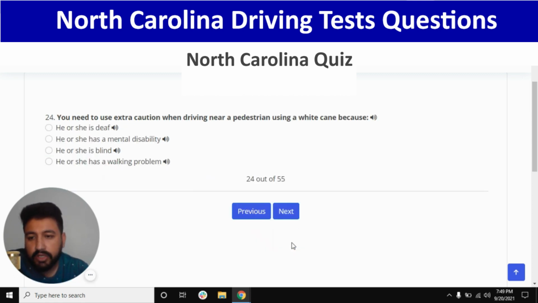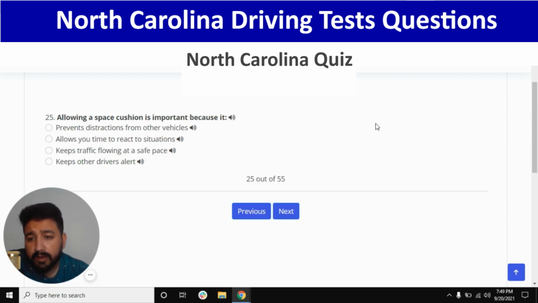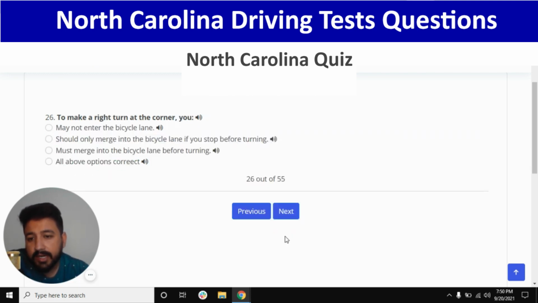And next. You need to use extra caution when driving near a pedestrian using a white cane because he or she is blind, which is the third one. Yes, and next. Allowing a space cushion is important because the right answer is, allows you time to react to situations. So I'm going to click on the second option and next. To make a right turn at the corner, the right answer of 26th question is must merge into the bicycle lane before turning, which is the third one.